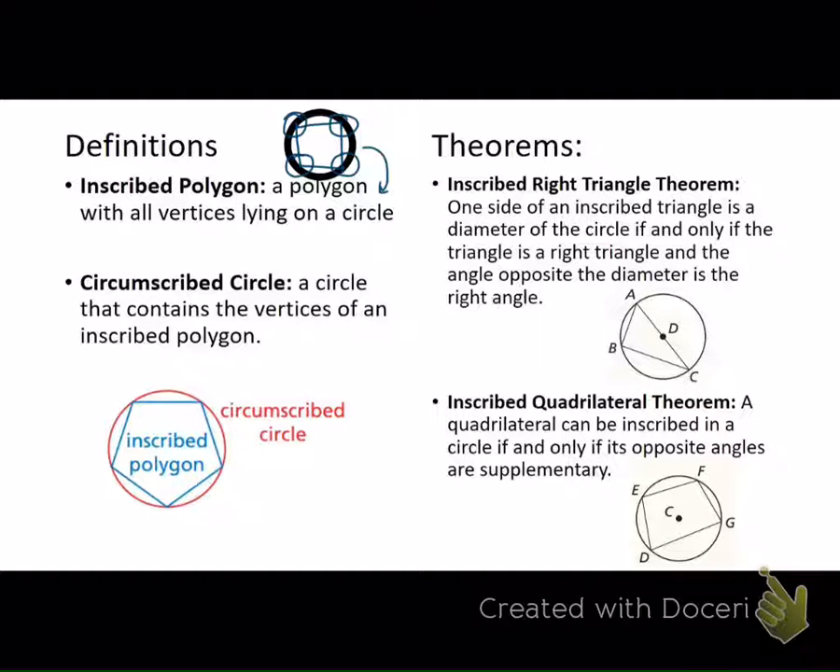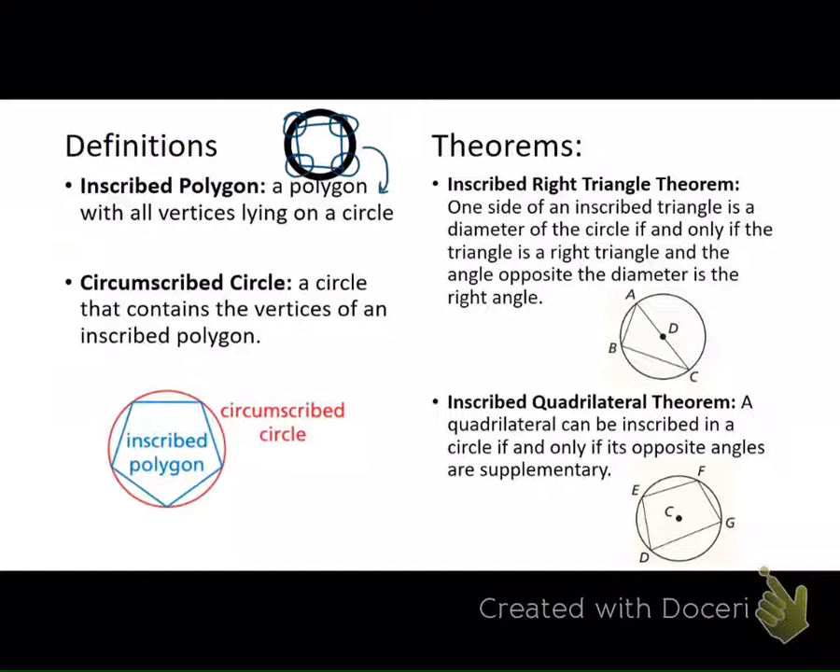A circumscribed circle is a circle that contains the vertices of an inscribed polygon. So again, it means basically the same thing, just a different way. Circumscribed just means it goes around. So a circumscribed circle goes around the vertices of the polygon, so it must touch every single vertex.